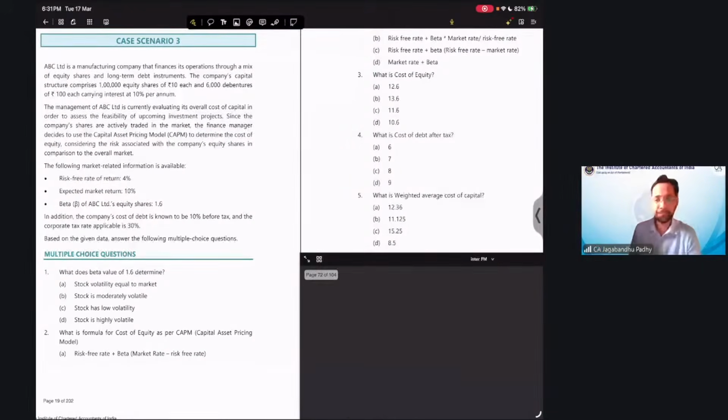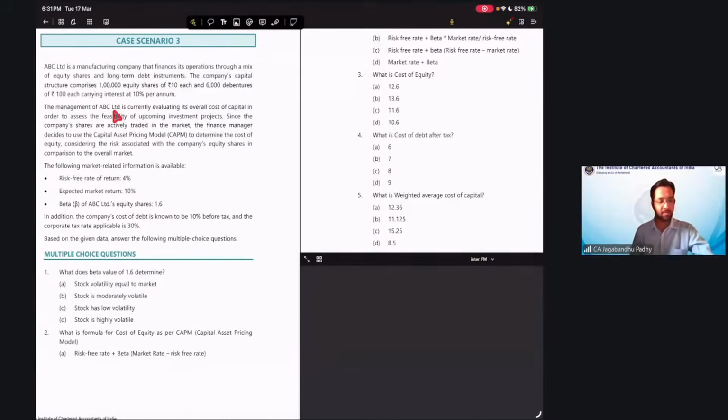Okay, fine. So ABC Limited is a manufacturing company that finances its operations through a mix of equity shares and long-term debt instruments. The company's capital structure consists of 1 lakh equity shares of rupees 10 each and 6,000 debentures of rupees 100 each, carrying interest at 10% per annum.